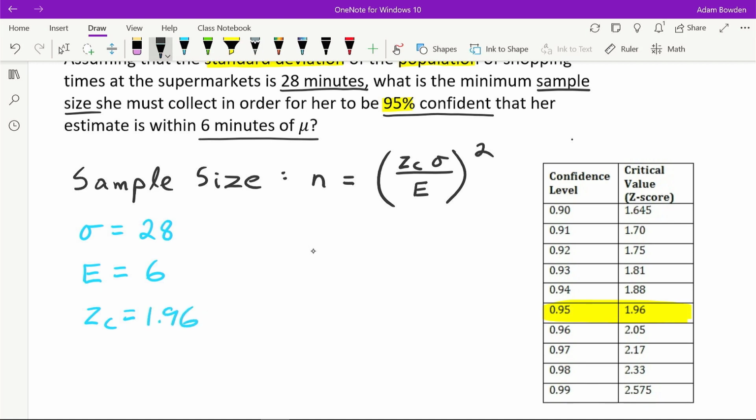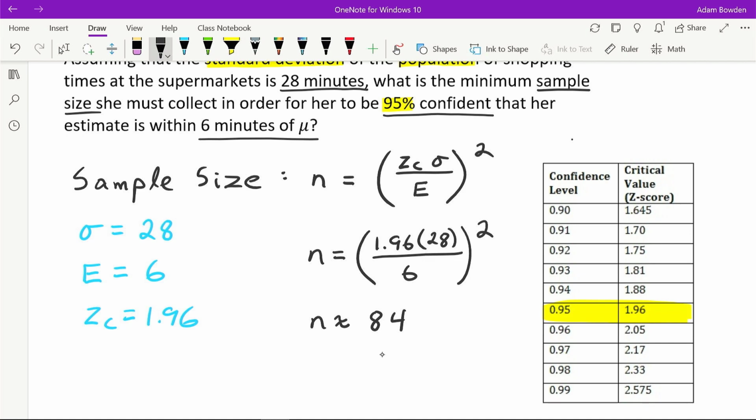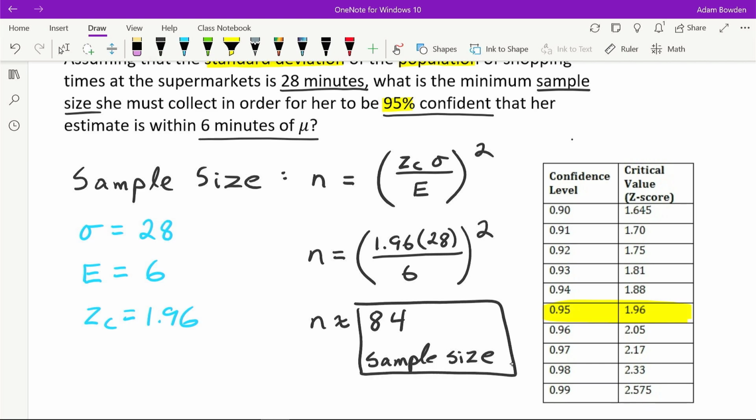So we just need to plug this all into the formula. n is equal to 1.96 times 28 all over 6, all in parentheses, raised to the second power. This is all approximately rounded up to 84. So that's the sample size needed in order to hit that particular margin of error with the given conditions here.